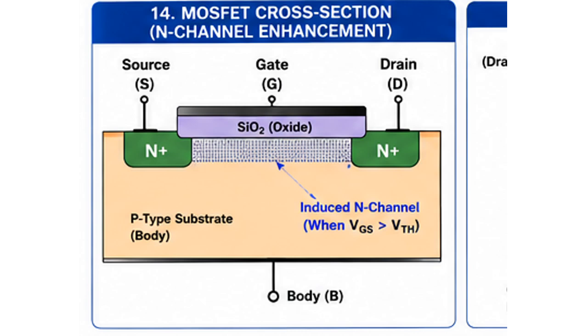Always calculate VGS with respect to the source terminal of that particular transistor, not with respect to circuit ground.